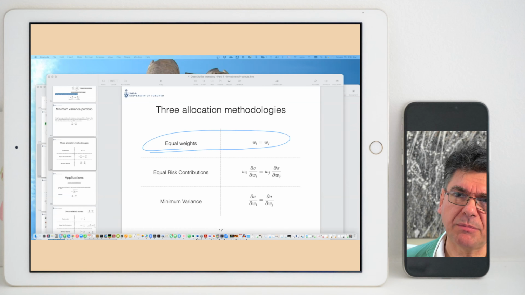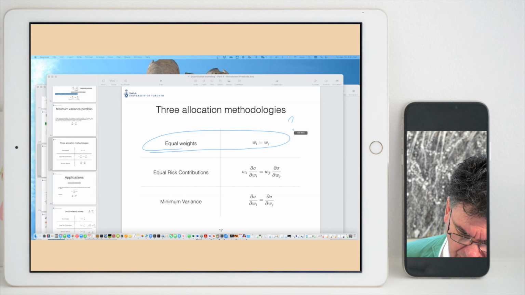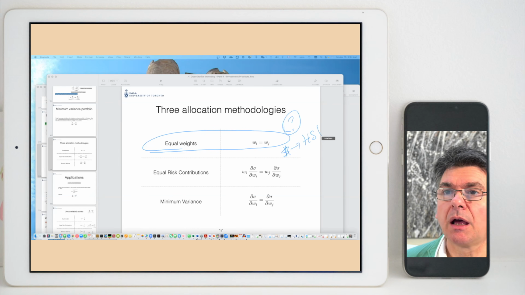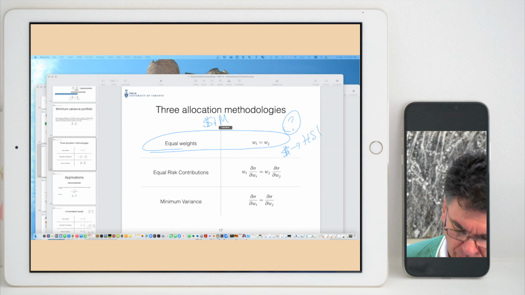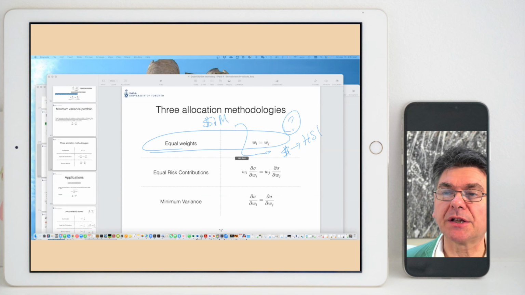But we don't need data for this. So in this methodology, how much money goes into the Hang Seng Index? You have $1 million. How much money of the $1 million goes into the Hang Seng Index?